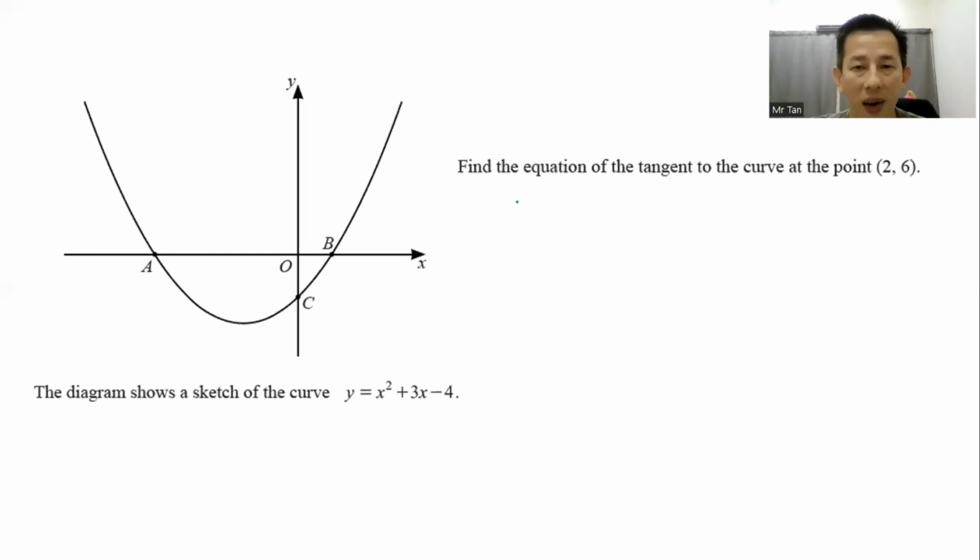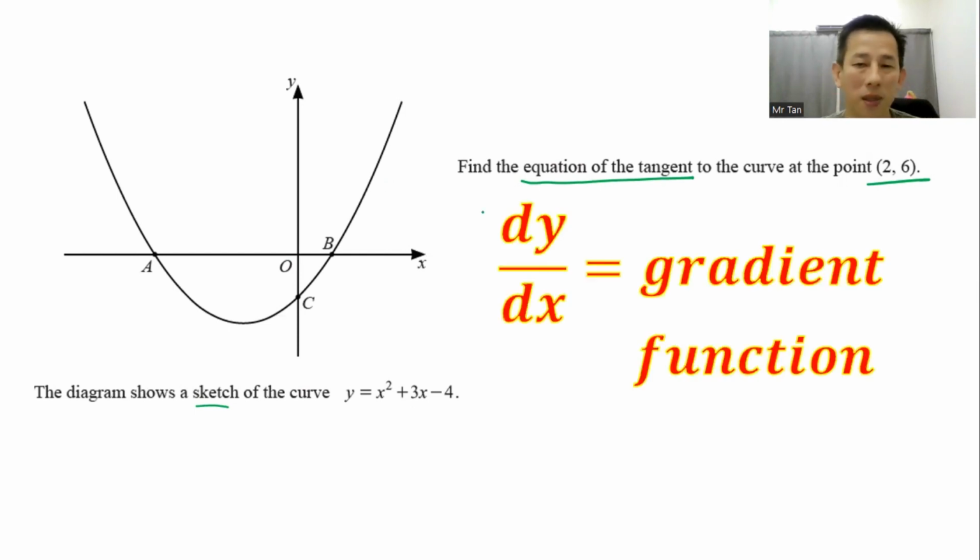Next question, okay. Find the equation of the tangent. Same question, I ask you to find the equation of tangent, but this time they only give you the sketch of the curve and the point. So you cannot draw a tangent. It didn't work this way. So how to do this is that you need to differentiate. Remember, you find the dy dx. Basically, dy dx is the gradient of the function. Or in other words, is the gradient.